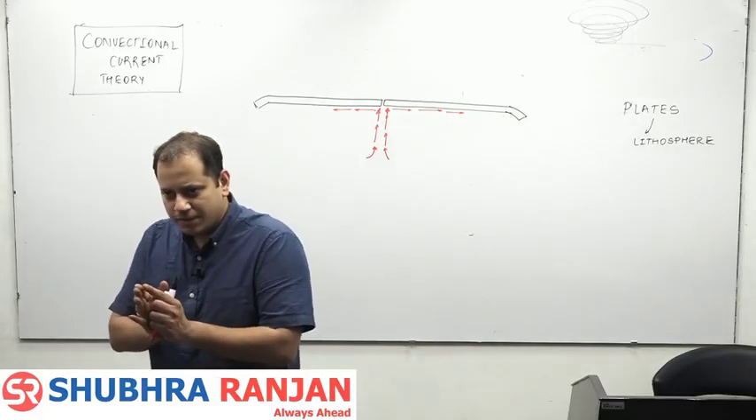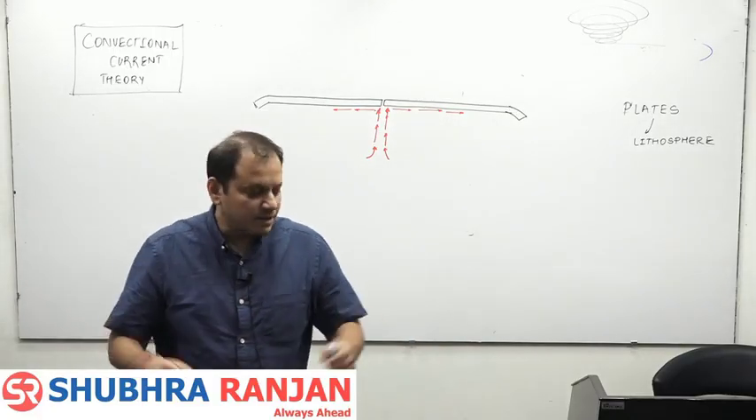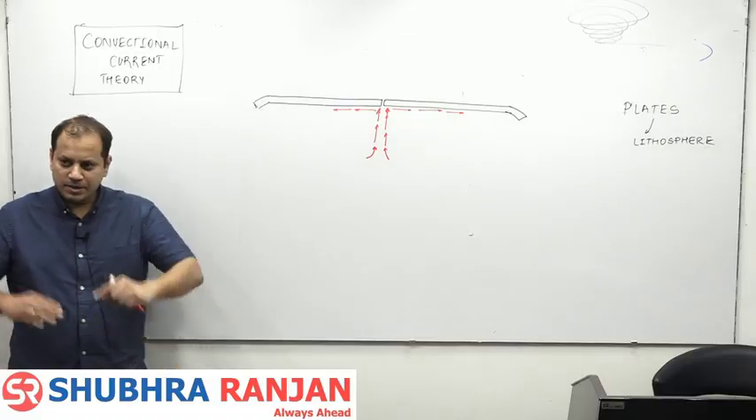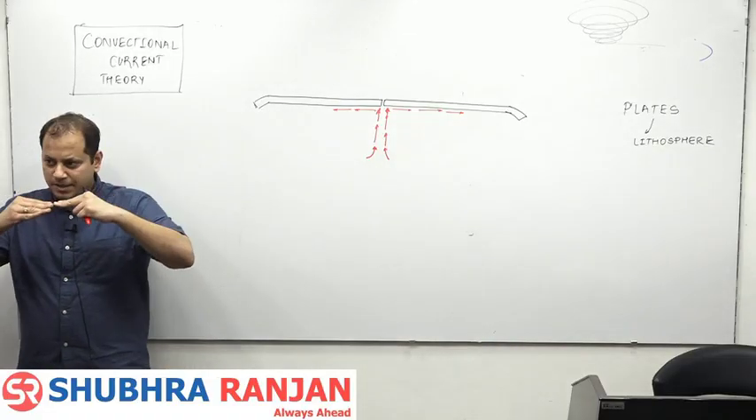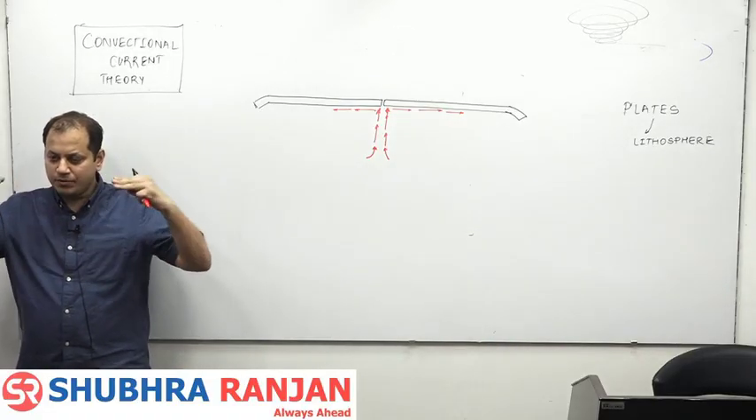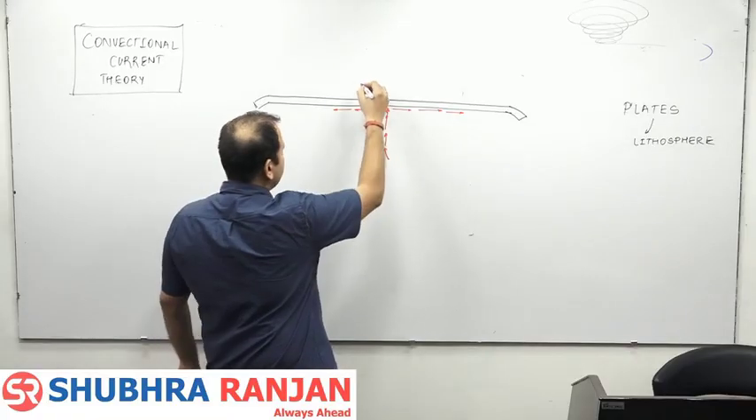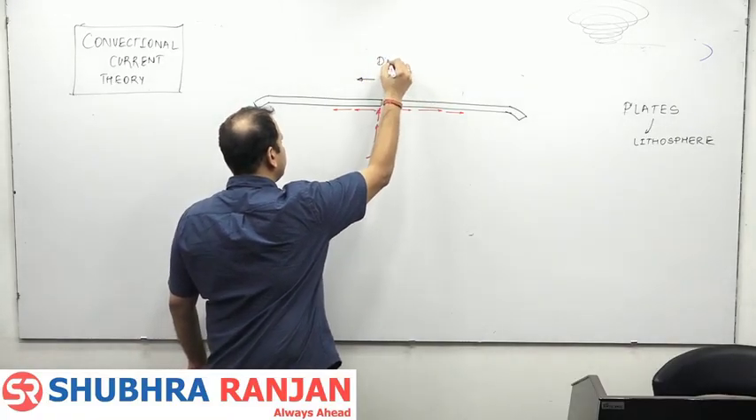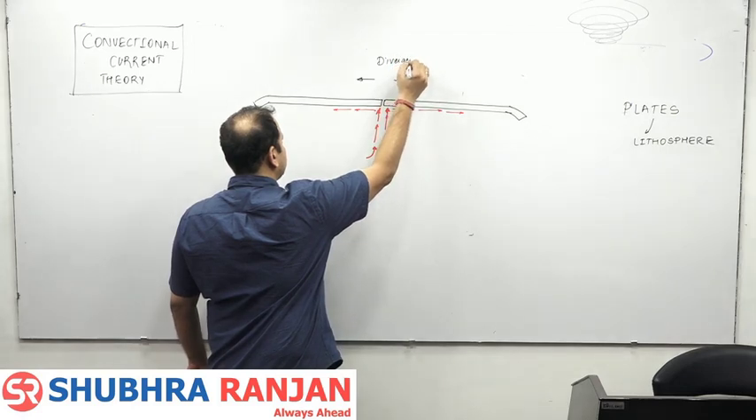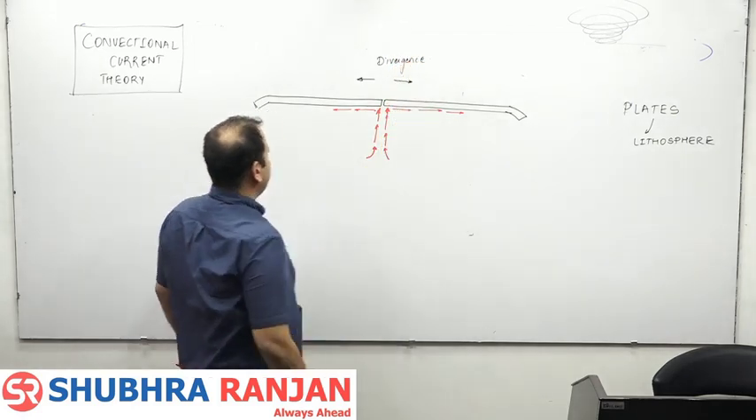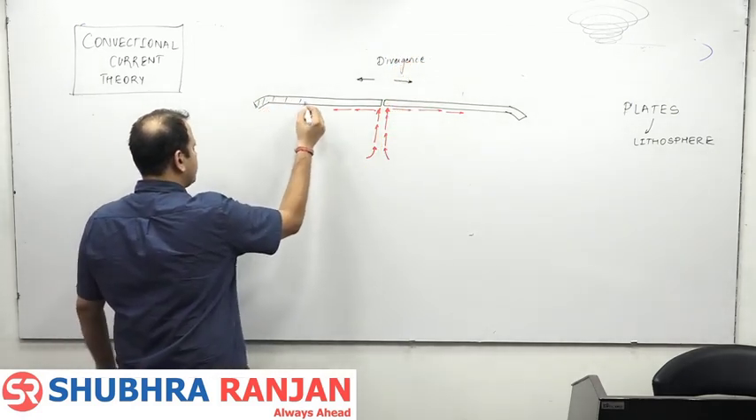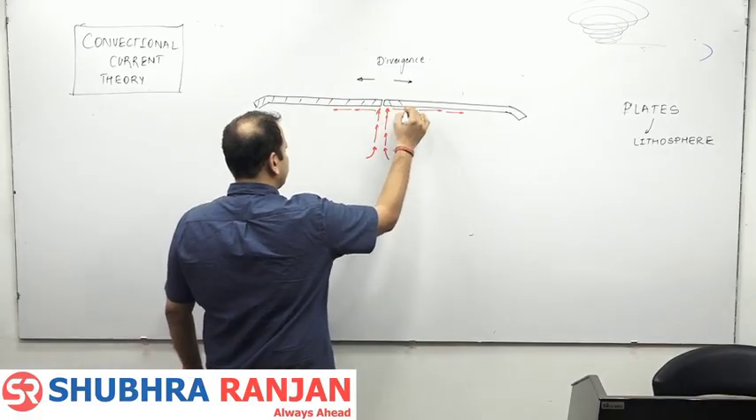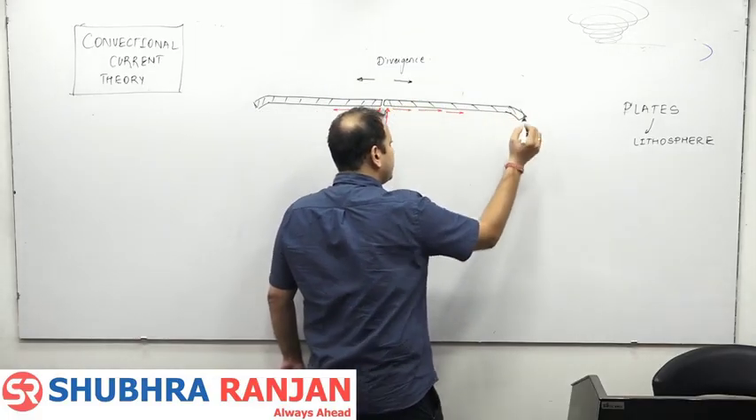So convectional currents will stretch the crust, and ultimately the crust will be broken into two parts, and after breaking into two parts, the plates will move in opposite direction, which we will call divergence. So this part of the crust gets diverted. But how many convectional currents are there?